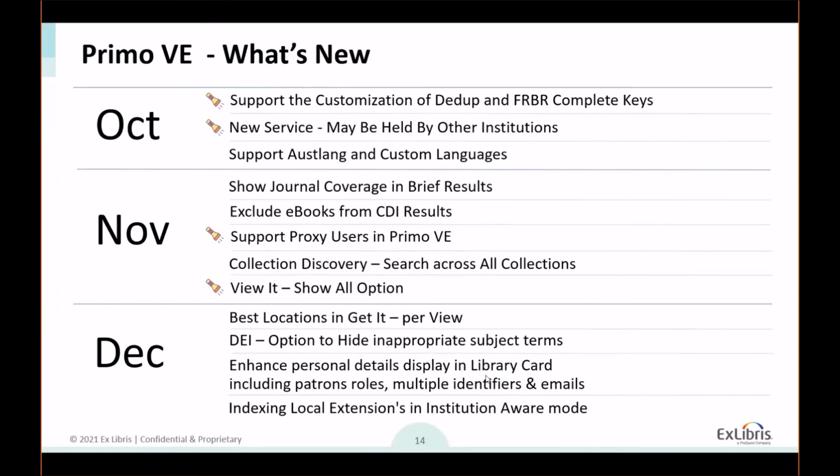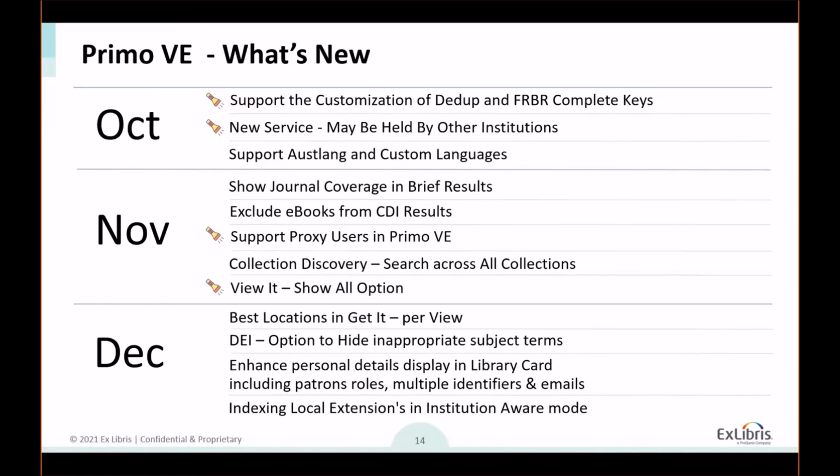And for the December release, we talked about the best location, about the DEI. I'm only going to briefly tell you that we are also going to enhance the library card personal details to show more indications on the patrons, more roles, more emails, or more identifiers if there are any. And for consortia, we are also going to index local extensions. We call it institution aware mode.